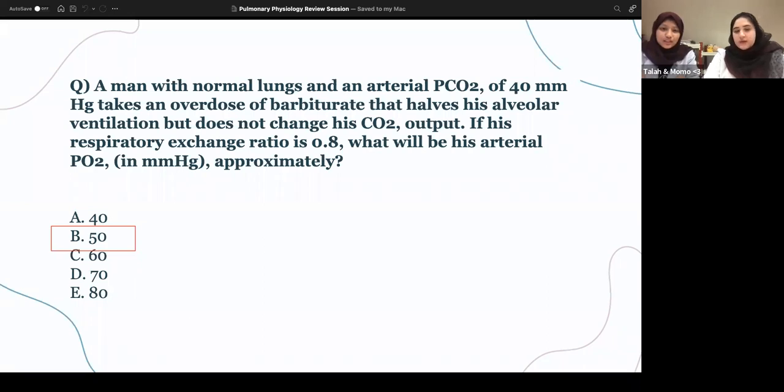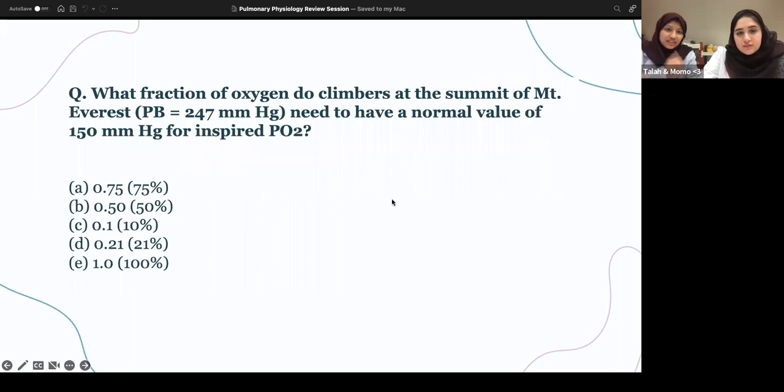Okay. This is the next question, right? Yes, more calculation for you guys. So what fraction of oxygen do climbers at the summit of Mount Everest, which has a barometric pressure of 247, need to have a normal value of 150 millimeters of mercury for inspired PO2?